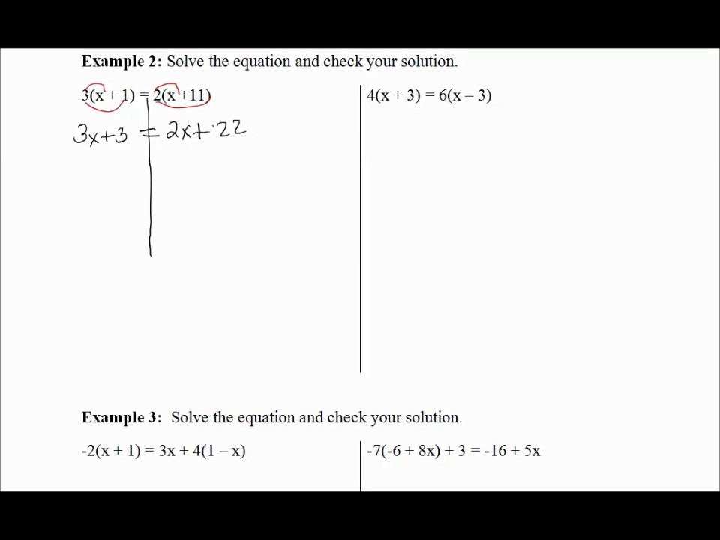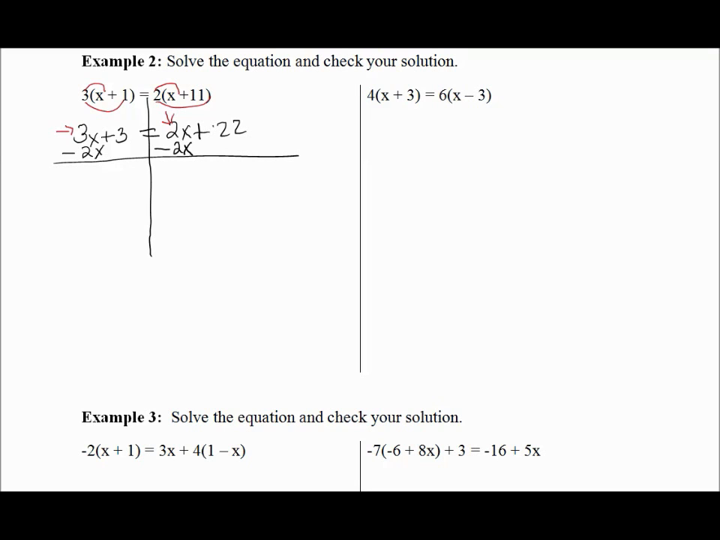So I'll do the same thing, and I'll focus on my coefficients because I have to get the variables on the same side of the equal sign. So I have a 3 here and a 2 here. 3 is larger than 2, so that means I'm going to get rid of the variable on the right, and I'll do that by subtracting 2x from both sides.